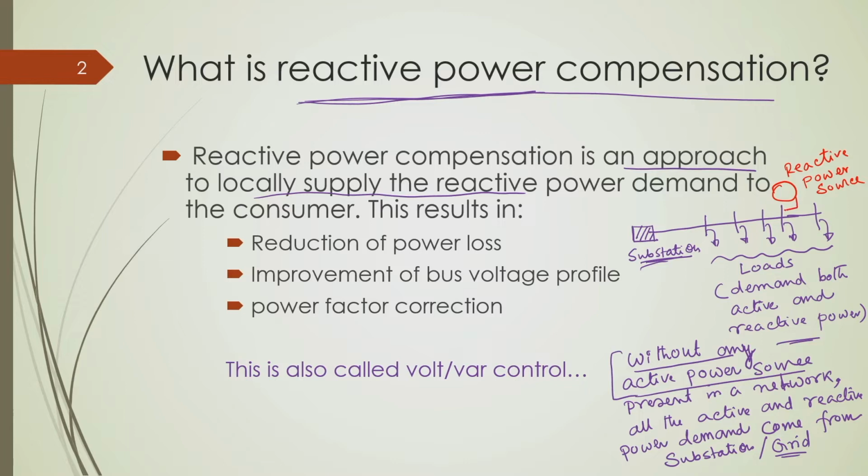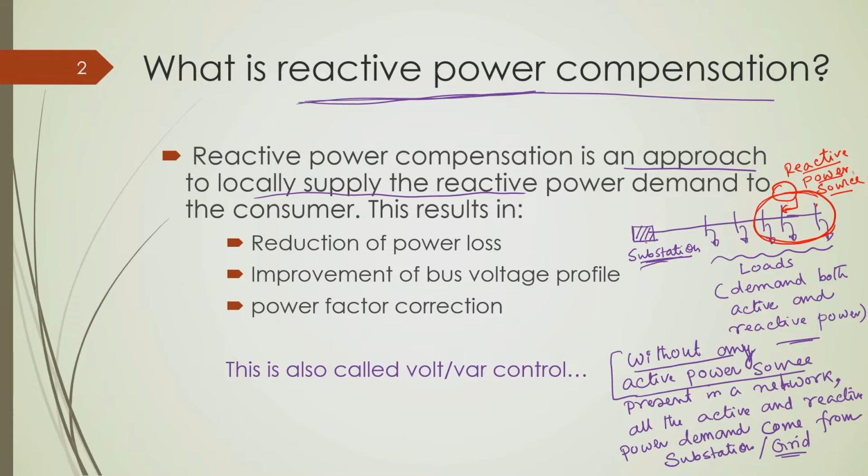If we place this reactive power source at this point, then I will show you mathematically that if you place a reactive power source at any point between the substation and the loads, that source will eventually meet the reactive power demand of some of the neighboring loads, depending upon the capacity of the reactive power source and depending upon the demand.